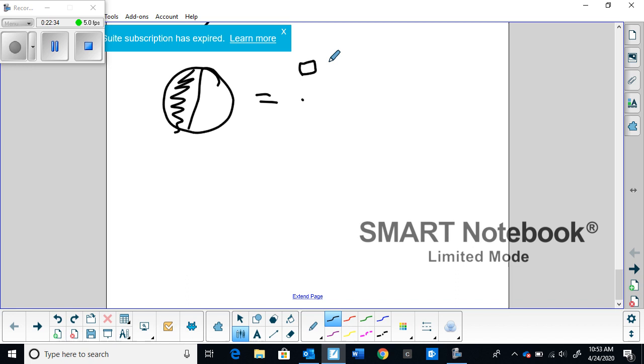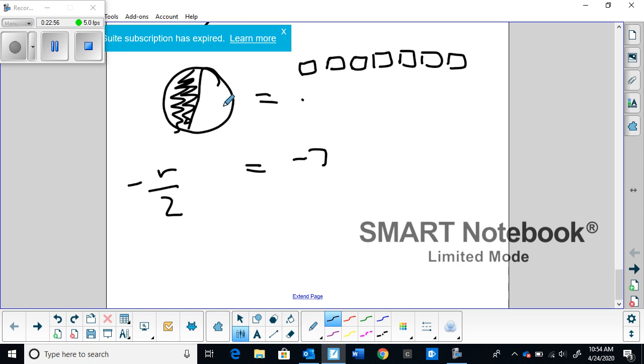So we got 1, 2, 3, 4, 5, 6, 7, negative 7. And I didn't color them in because they're negative. Now here's the thing though. We got negative r over 2 is negative 7. But only half of this is colored in. I want all of it colored in. So how many more times do I need to have this? If half of it is 7, I need another half. That's going to be how many more? Another negative 7.